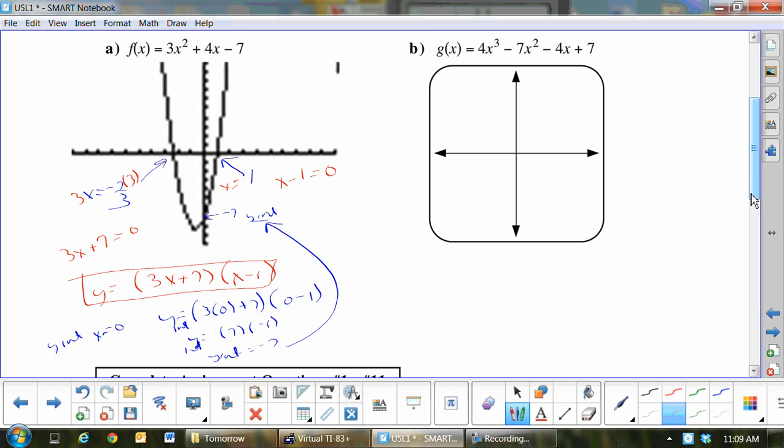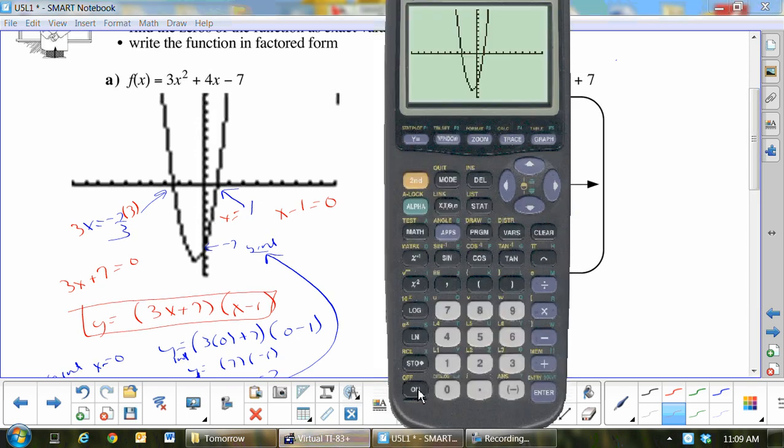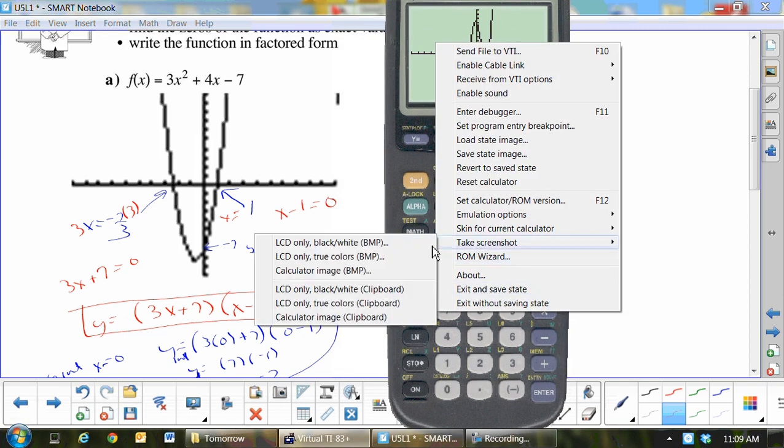Now, get B into your calculator. So that is 4x cubed minus 7x squared minus 4x plus 7. Okay? And then we'll all hit zoom 6, so we are looking at the same picture. Now I want you to roughly draw this picture the best you can, or you just take a screenshot. Whatever you guys want, your choice.